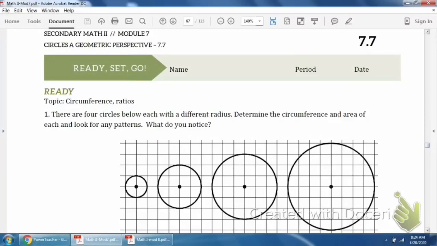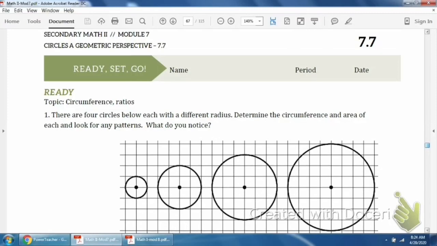Okay, so 7.7, it should be kind of like review basically of what we were doing before spring break. Okay, so number 1 says there's 4 circles, each with a different radius. Find the circumference and area.